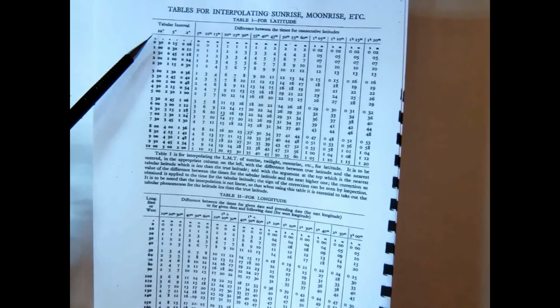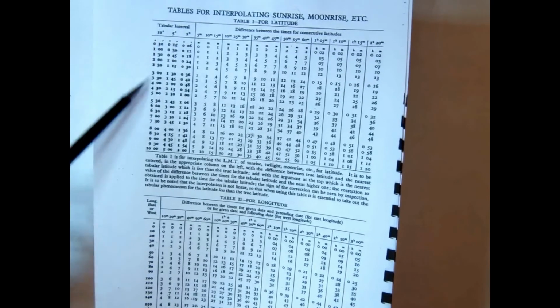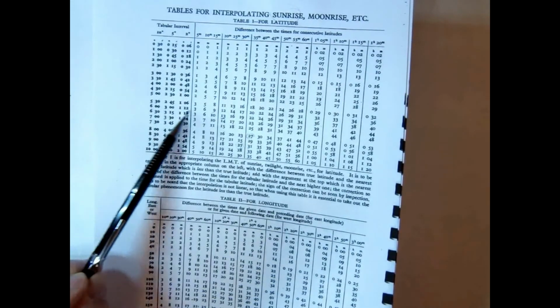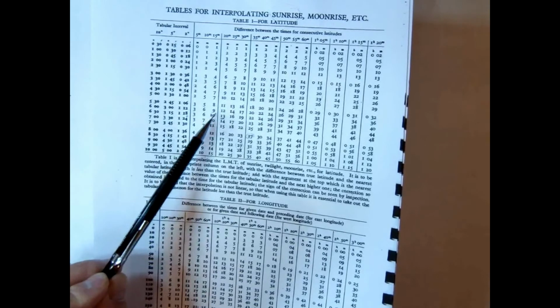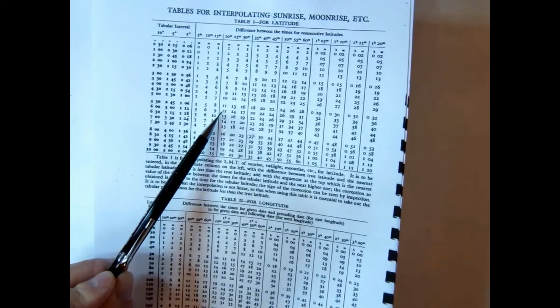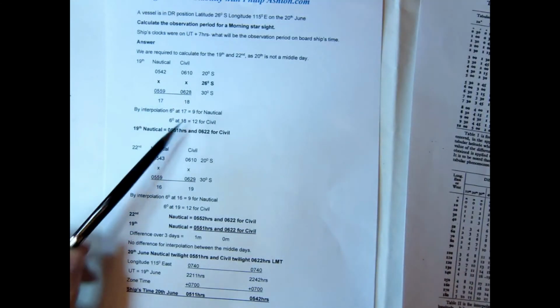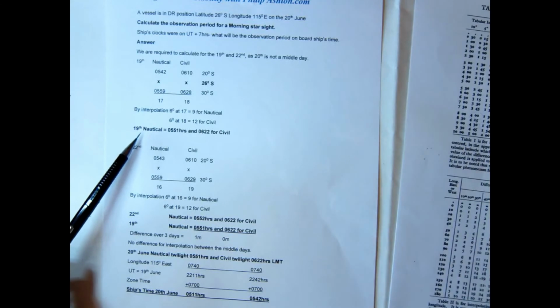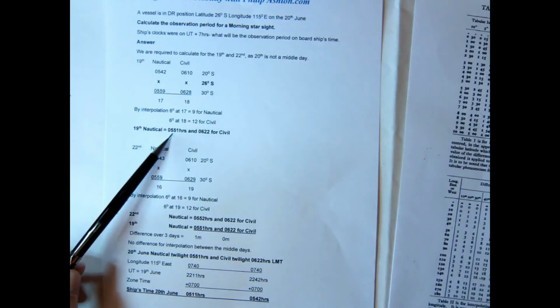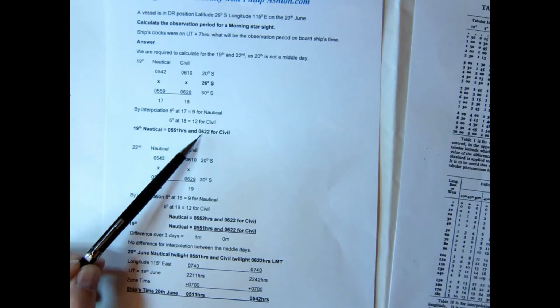So in the 10 degrees tabular interval, go down to 6 degrees and go across and read, and we see for 15 minutes it's 9, for 20 it's 12. So we would use those values to work out the first time there. So on the 19th we get 0551 and 0622.